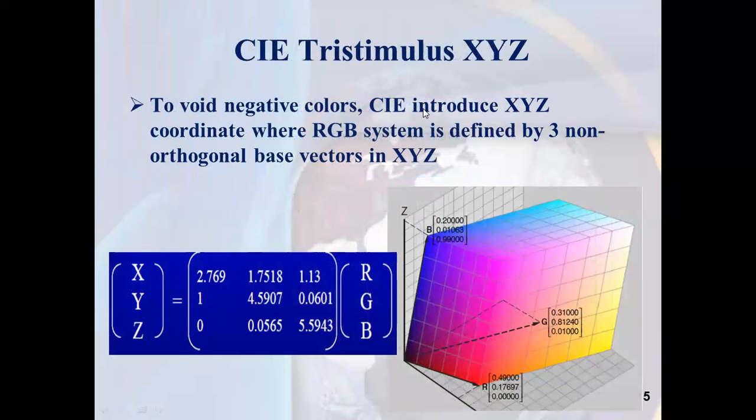For that, we make an axis transformation from the standard RGB, and we introduce the XYZ system. We change the coordinates from RGB to XYZ by defining 3 new non-orthogonal base vectors, so that we don't have any negative color.